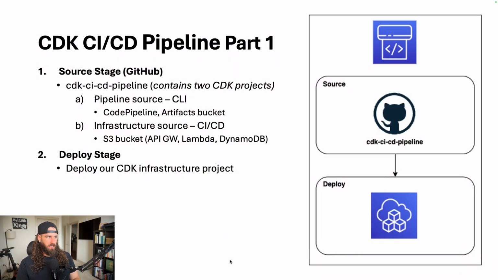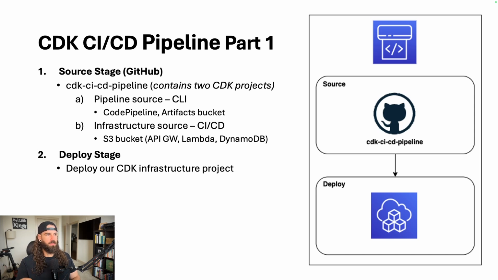All right, so let's talk a little bit about what we're going to build today. I have it outlined here, but basically we're going to build a very simple CodePipeline that deploys some CDK infrastructure to our AWS account. So we're going to build this repository here. Inside of this repository, we're going to have two separate CDK projects, and we'll explain what's going to go into each one.